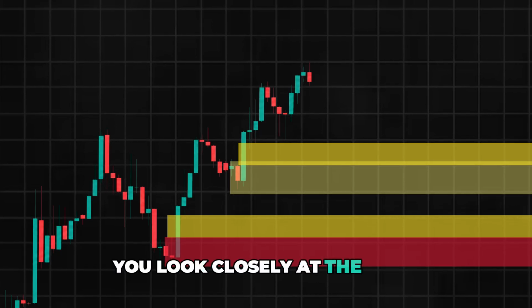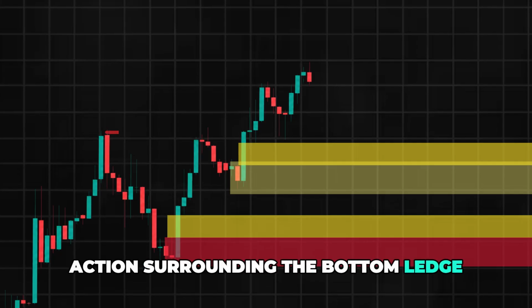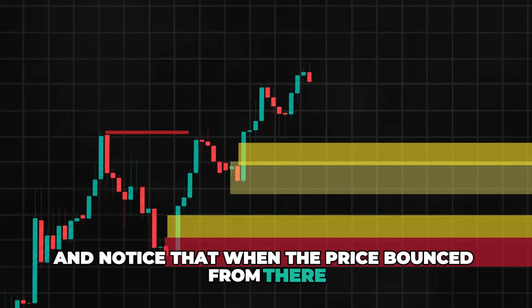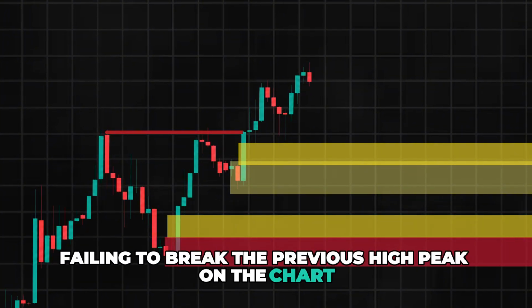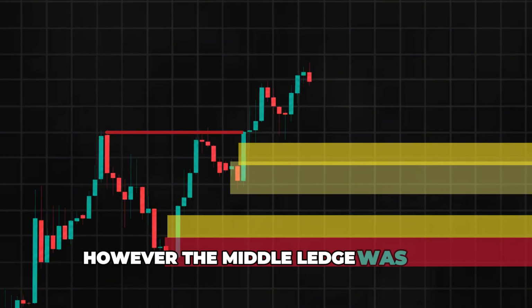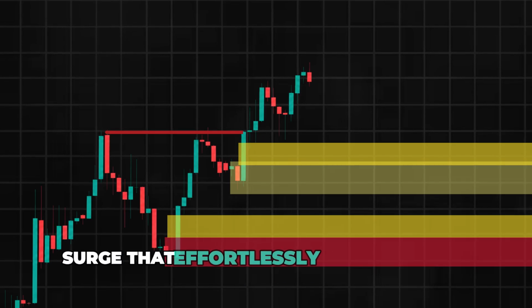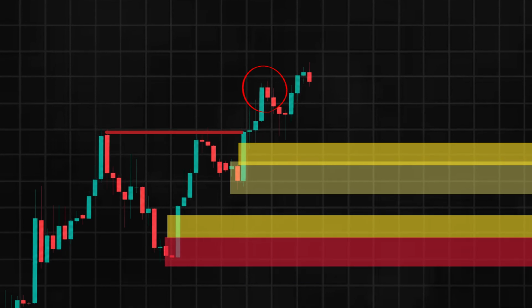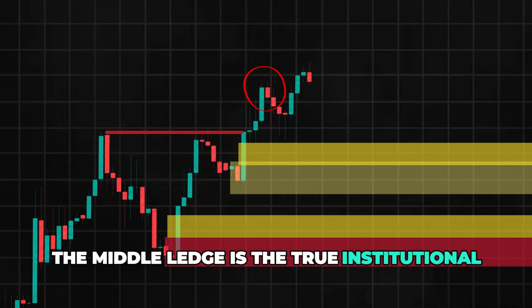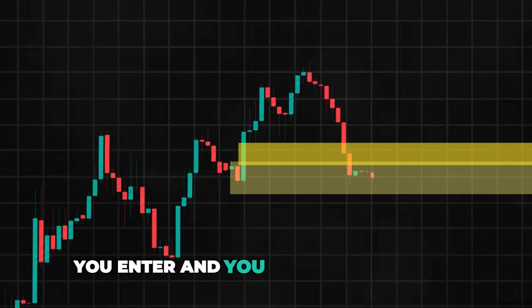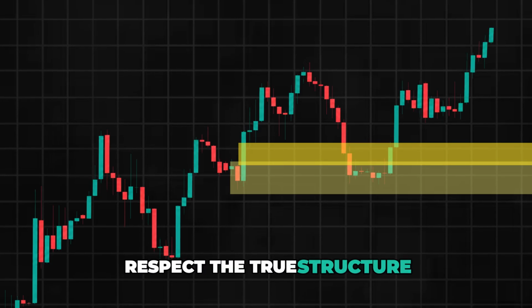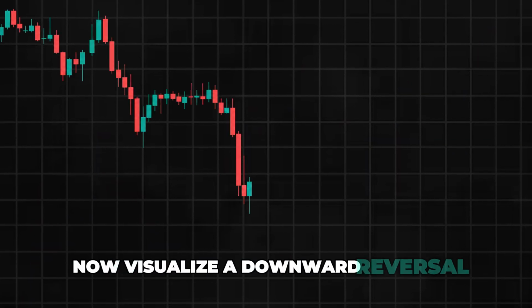You look closely at the price action surrounding the bottom ledge and notice that when the price bounced from there, it barely limped upward, failing to break the previous high peak on the chart. However, the middle ledge was the origin of a massive surge that effortlessly shattered the previous high. The middle ledge is the true institutional footprint. You wait for the price to float down into it, you enter, and you watch the market respect the true structure.